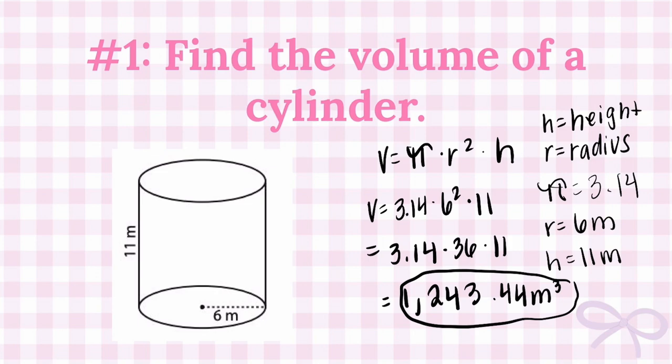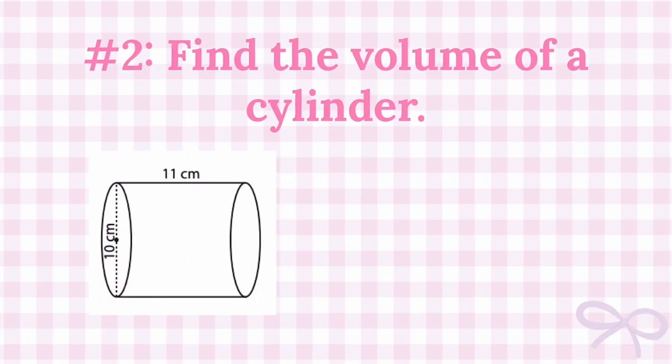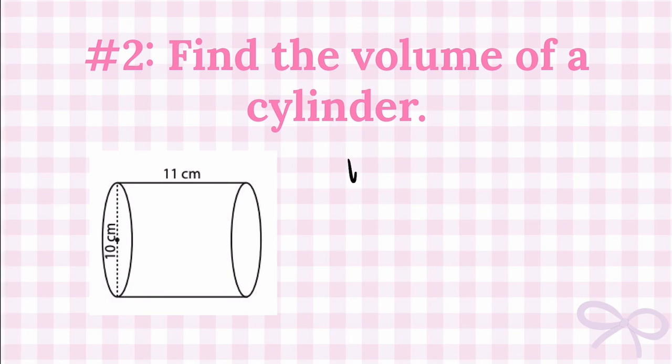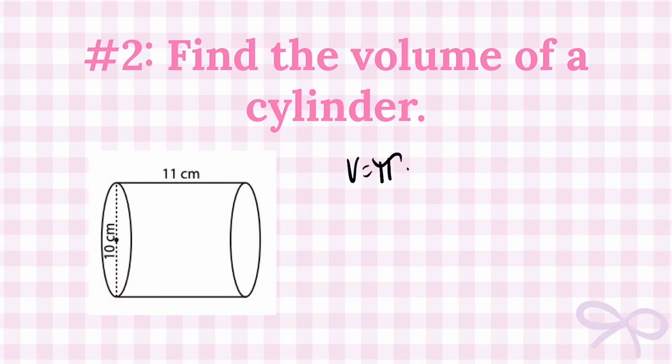Okay, let's look at the next example. Find the volume of the cylinder. So here, we're given the diameter, and so we need to find the radius. Again, the radius is half the diameter. So if the diameter is 10, then the radius is going to be half of that, so it's 5. And we know the height is 11. So we can go ahead and plug those in.